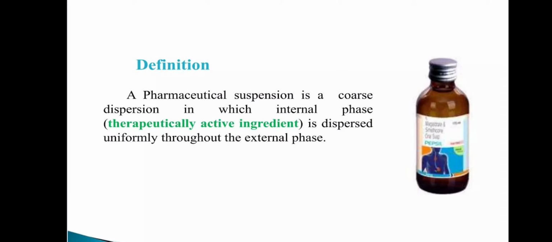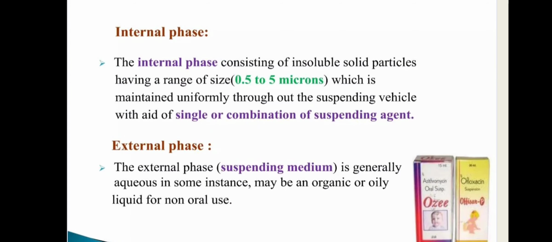The first topic is the suspension definition. A pharmaceutical suspension is a coarse dispersion in which the internal phase, the therapeutically active ingredient, is dispersed uniformly throughout the external phase. The internal phase consists of insoluble solid particles having a size range of 0.5 to 5 microns, which is maintained uniformly throughout the suspending vehicle with the aid of a suspending agent.